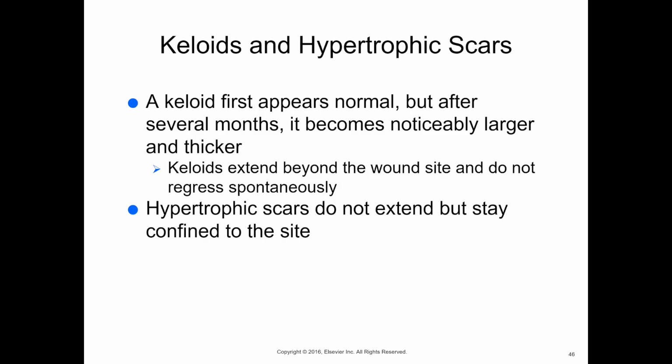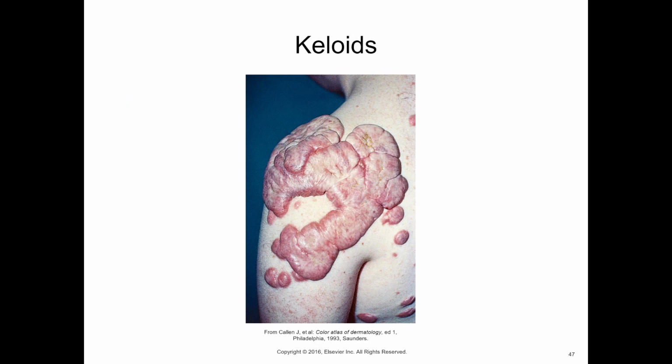Keloids. Keloids are basically your scars. Keloids are often secondary to trauma or surgery. Most keloids aren't a problem. Typically, a keloid will appear normal, but they can become noticeably larger and thicker. They can also extend well beyond the wound site, and they actually won't regress spontaneously. The difference between that and a hypertrophic scar is that those do not extend and they stay right on the site. So a hypertrophic scar and a keloid are slightly different in that regard. These things are considered harmless, but they can be pretty nasty, like the one you see here.